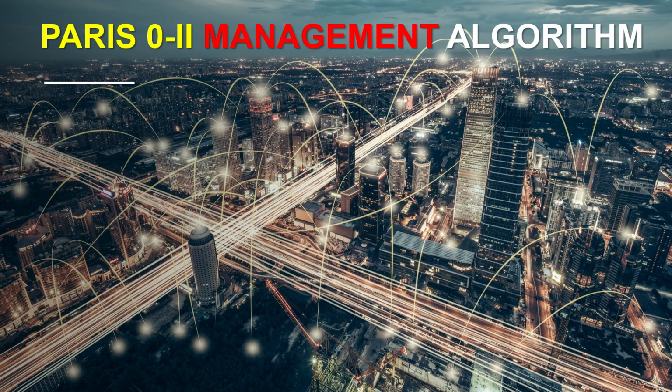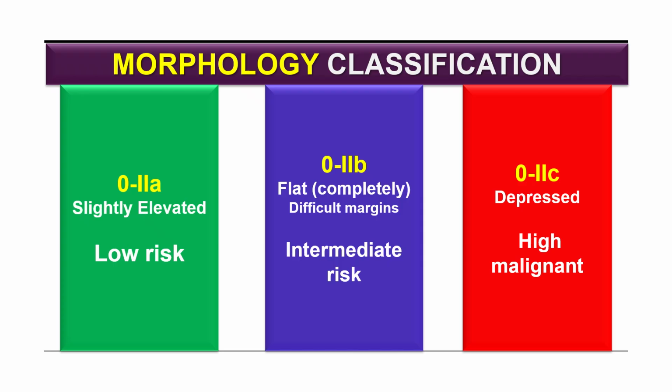What is the management algorithm for treatment of type 2 Paris classification? First, you have to identify which type it is. It's 2A or B or C. If it is 2A, it carries low risk. 2B, intermediate risk. 2C, higher risk.